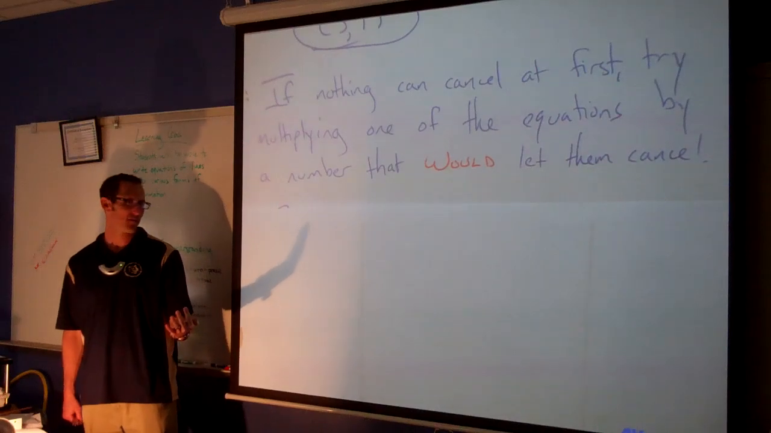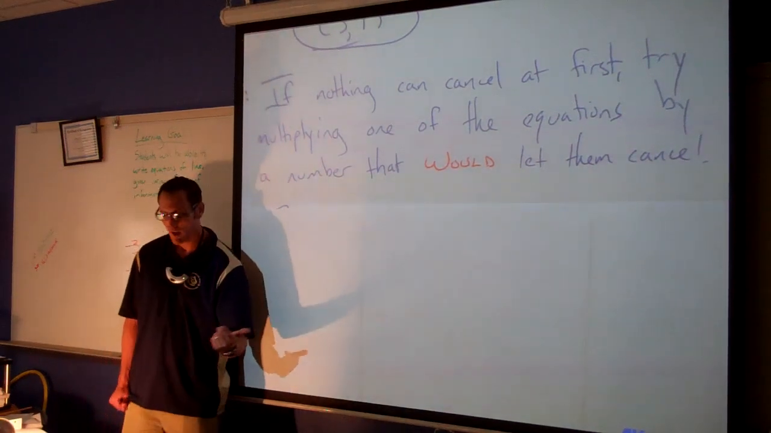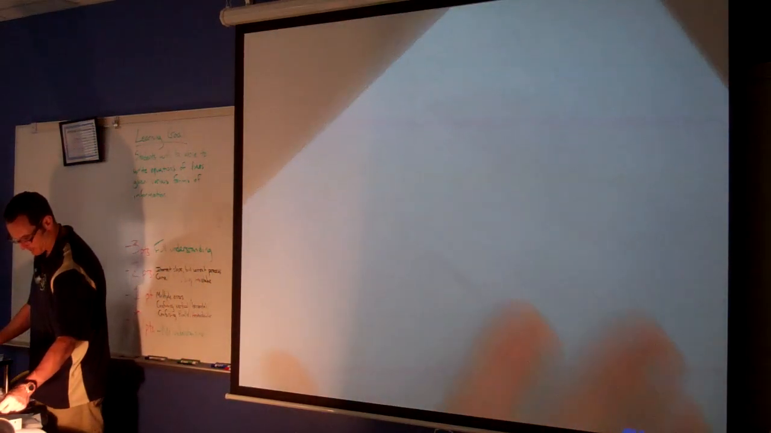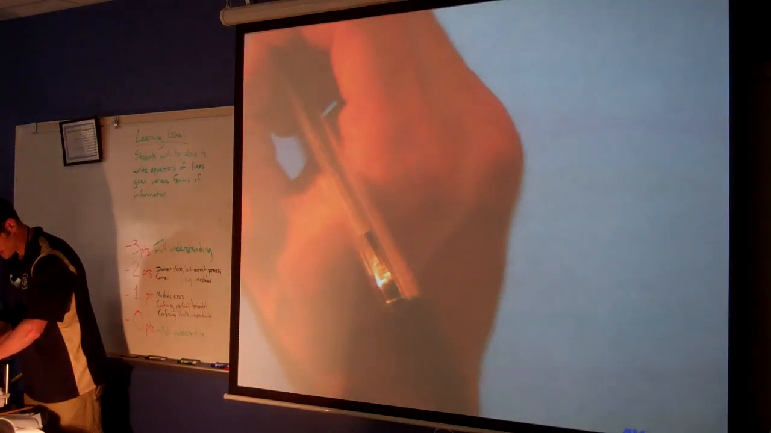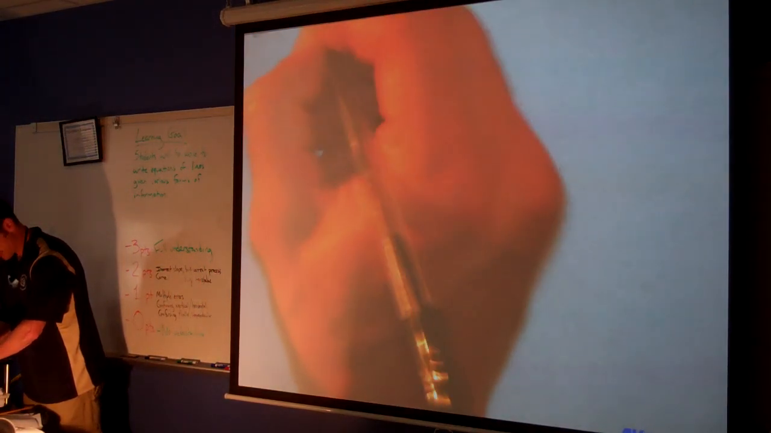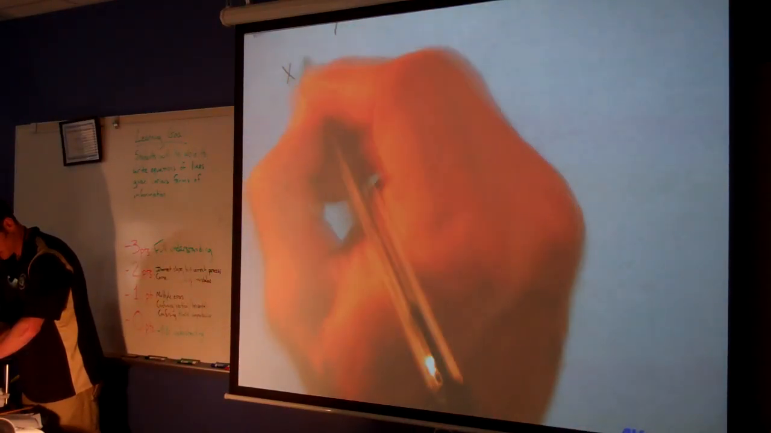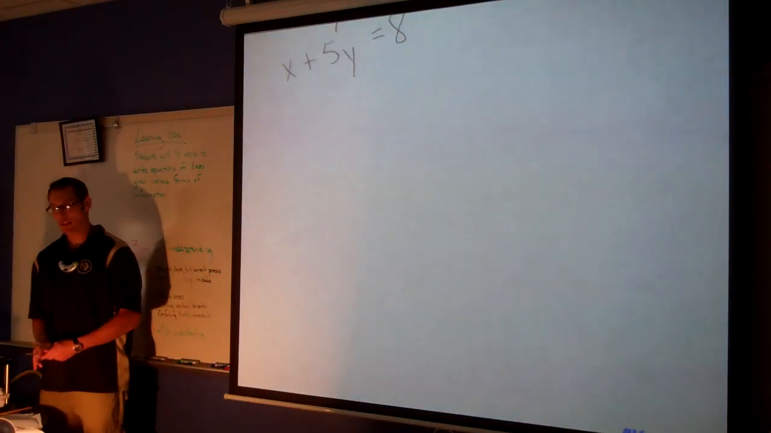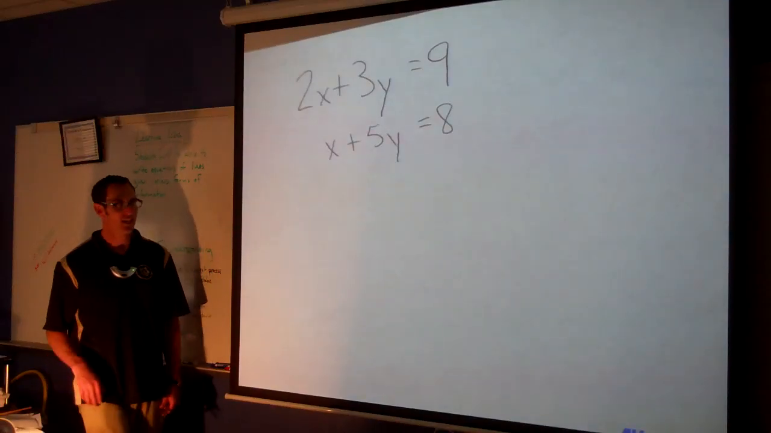So this is going to require thinking. We can multiply an equation by a number that would allow elimination. So let me show you an example of what I'm talking about. If I have a system of equations that looks like this, 2x plus 3y equals 9, and x plus 5y equals 8, can I use elimination for either of these variables to cancel?